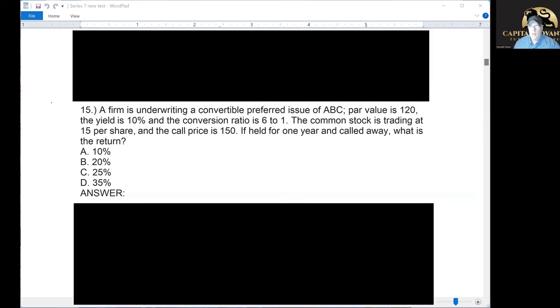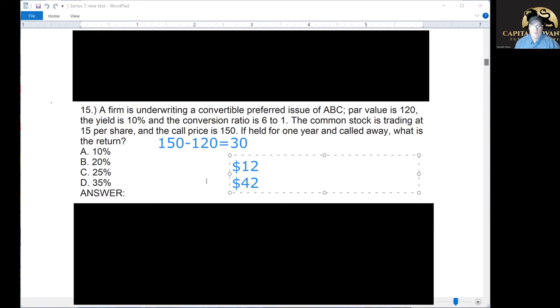So I bought it at 120 and sold it at 150, right? So I could even do it the way they do it. 150 minus 120 equals 30. So I made $30 right there. But now listen here, this is the key. We said if held for 1 year, okay? If held for a year, that means we have to count the dividend here. And this is 10% of 120, right? So 10% of 120 is $12. So we made $12 there. So we made a total of 42 bucks.